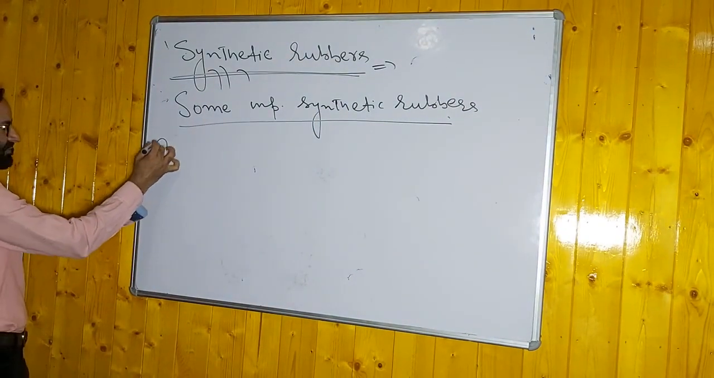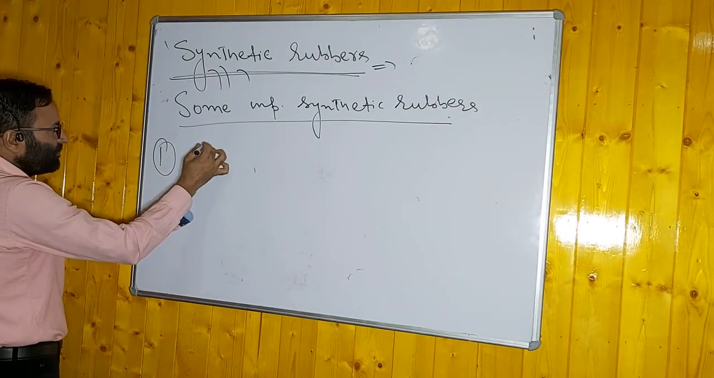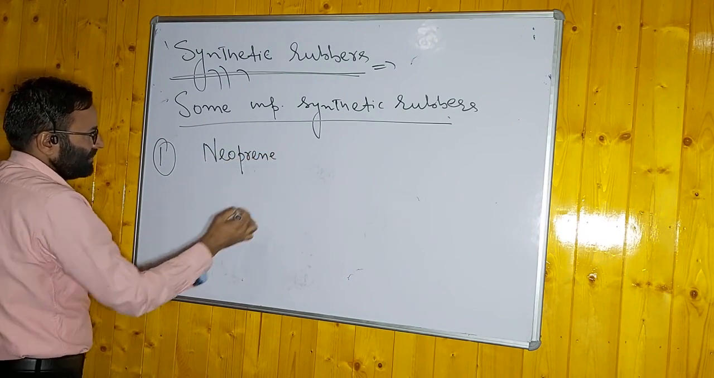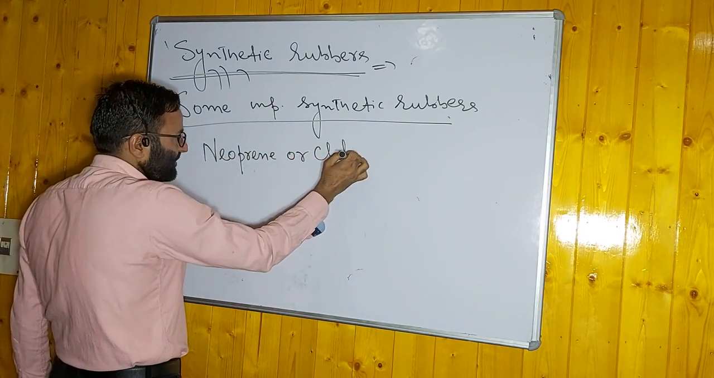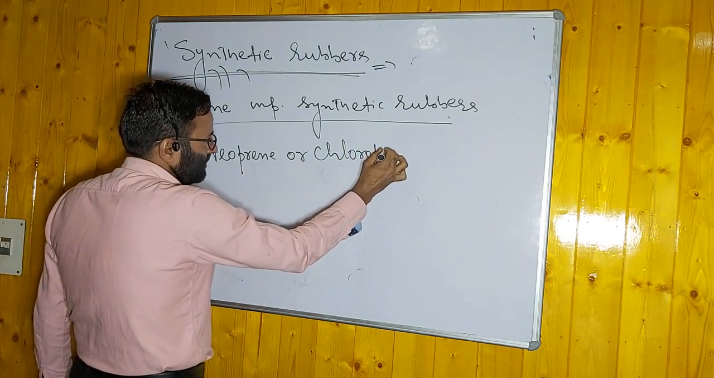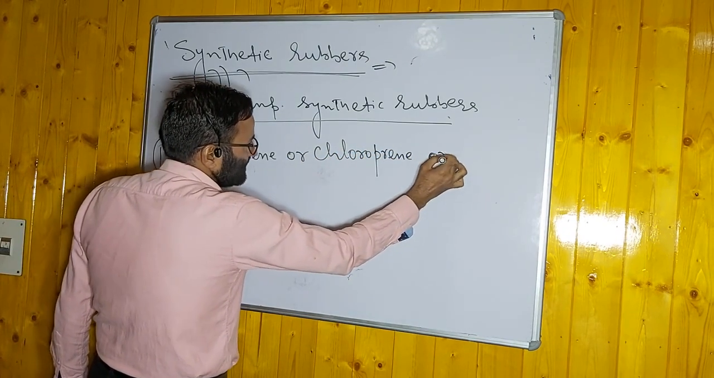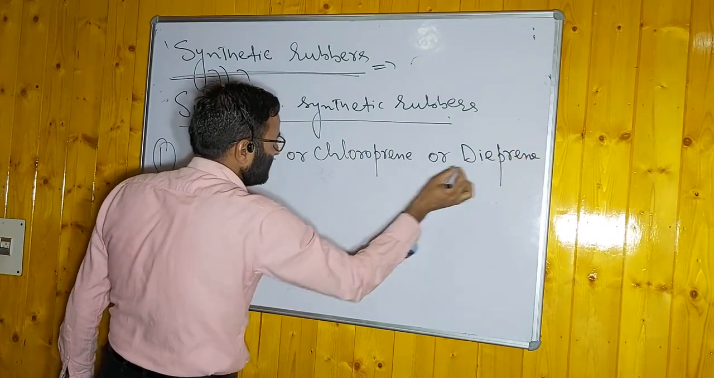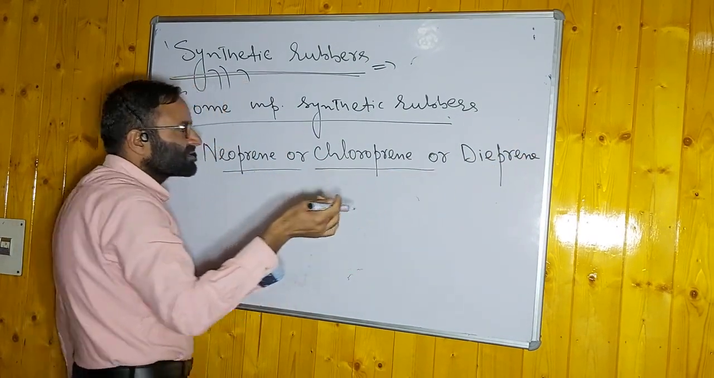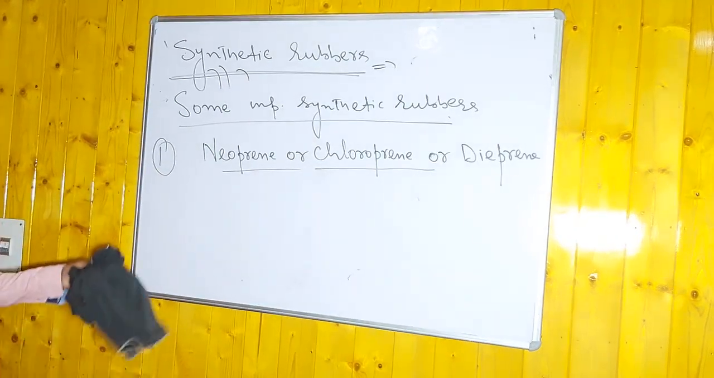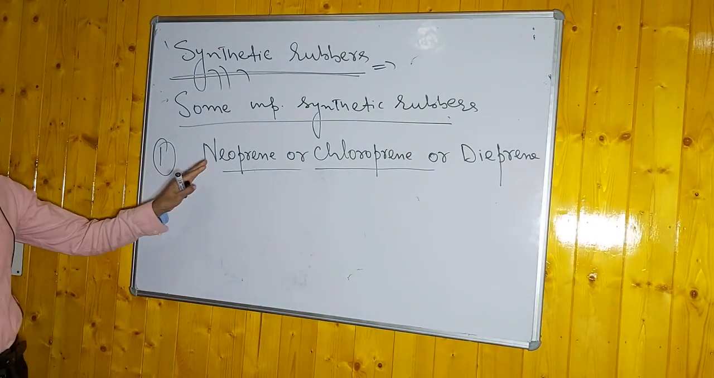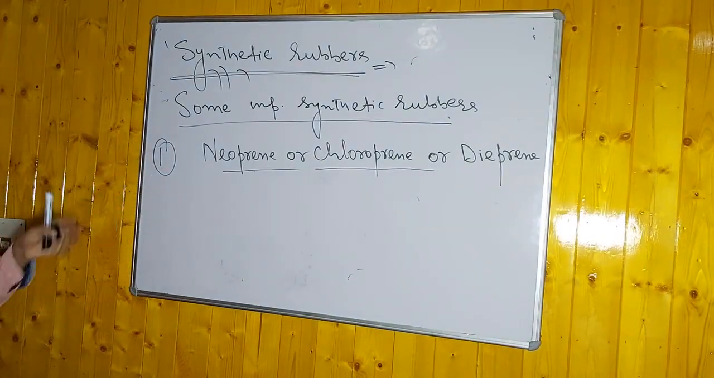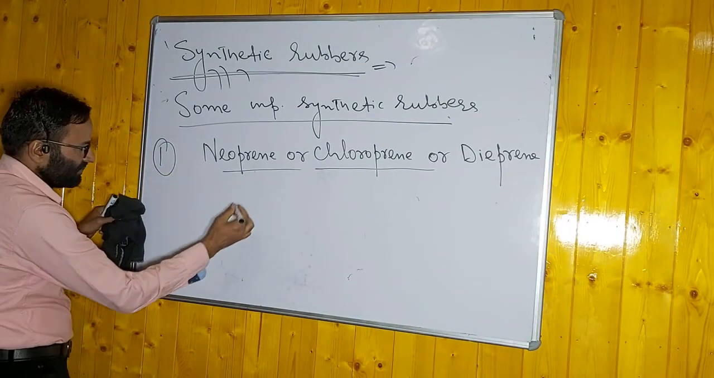Some important synthetic rubbers. For example, we have neoprene, also known as chloroprene, also known as diprene. Remember this point. This is the first ever prepared synthetic rubber. Chloroprene, neoprene, or diprene. What is chloroprene?